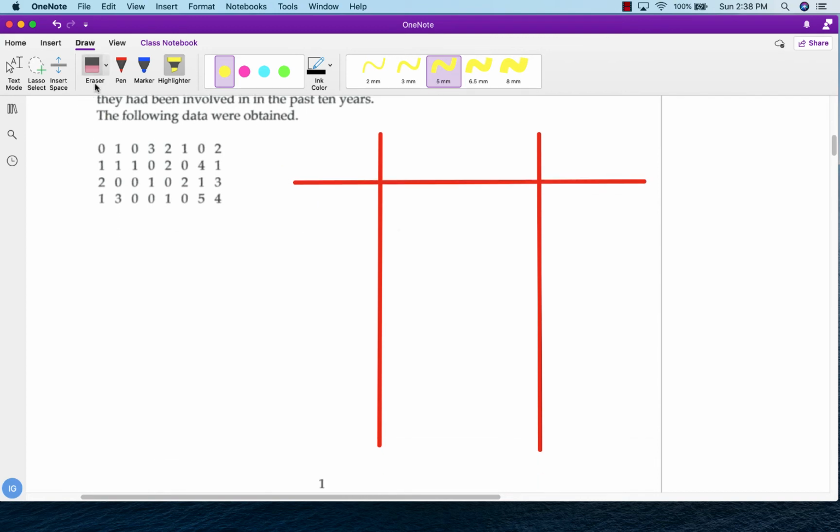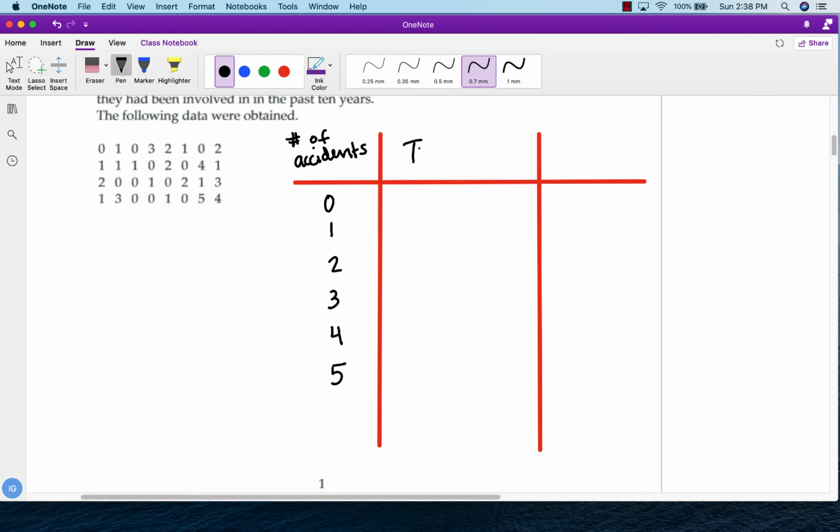So here, this is how we're gonna organize our information. This is gonna be the number of accidents. So notice I'm gonna basically organize this so it looks like the smallest will be 0 accidents, and then 1, 2, 3, 4, and it looks like the biggest number is 5, so I'm going to go up to 5. Okay, now here I'm going to tally the number that I see of each one, and then here I'm going to write the frequency, how many adults had 0 accidents, how many had 1, and so on. So first I'm going to go through it.